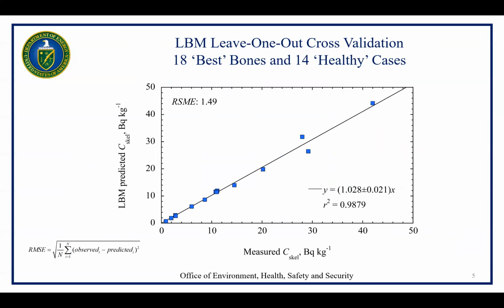To evaluate the LBM model for the 18 best bones and the 14 healthy cases, the leave one out cross-validation method is used. Leave one out cross-validation is a cross-validation algorithm that utilizes one case as a test set and the remaining 13 cases as a training set for LBM. This process repeats 14 times to evaluate the predictivity of the LBM.